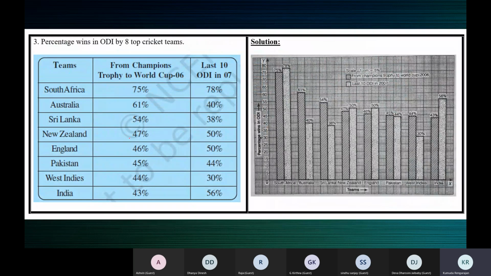So what's the scale here? 5, right? So how will you read 5, 5.5, 6, 6.5, 7? That's how you read every subdivision.